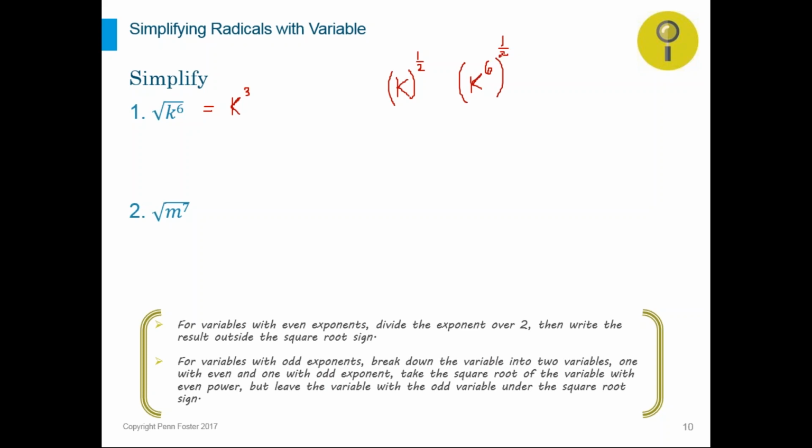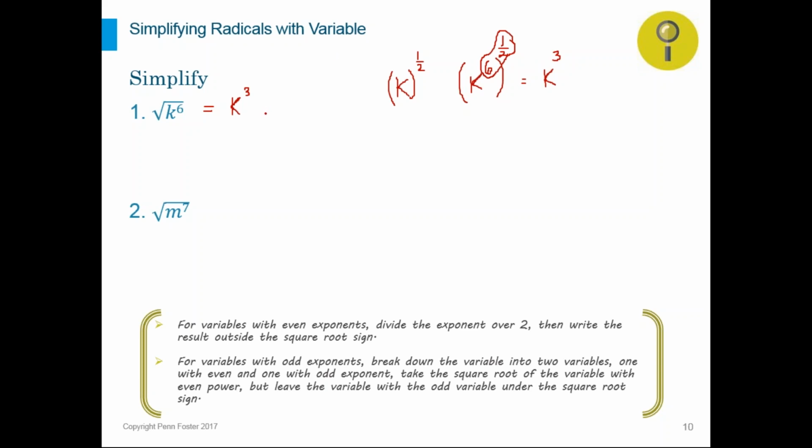In the first webinar of this unit, we learned that if you have a variable raised to a power and then raised to another outer power, you multiply the powers. 6 times half is the same as 6 divided by 2, and that's why the answer is 3. So one more time, if you have a variable with an even power, and you're trying to take the square root of that variable, divide the power over 2, and that would be your answer.